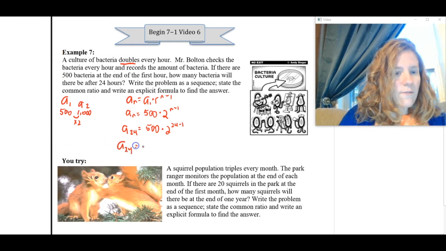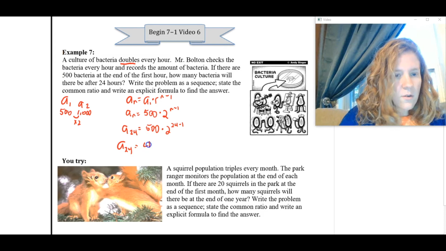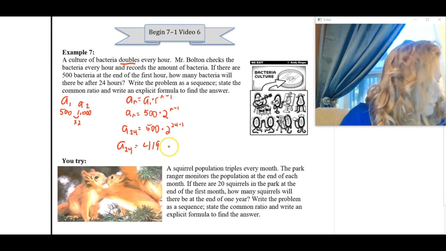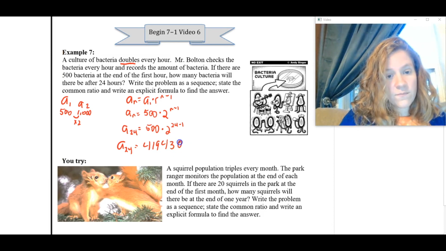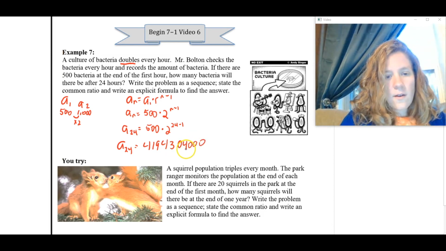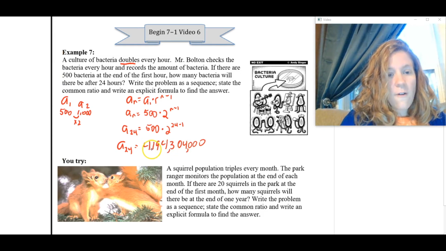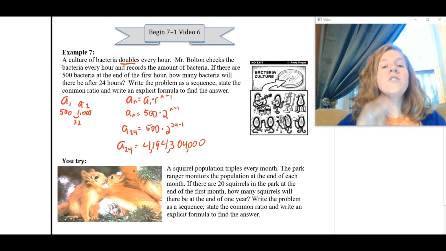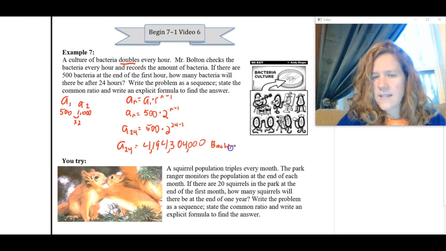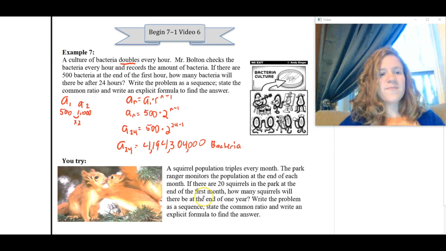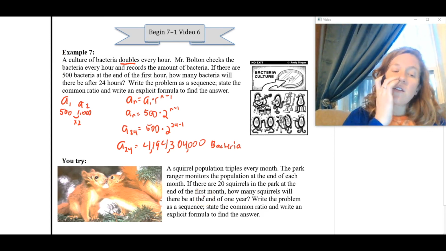At the end of 24 hours, Mr. Bolton is going to have, I can't read this number until I put all my commas in. Okay, so I've got 4,194,304,000 bacteria. Or bacterium, I think bacteria. All right, so that's the answer.